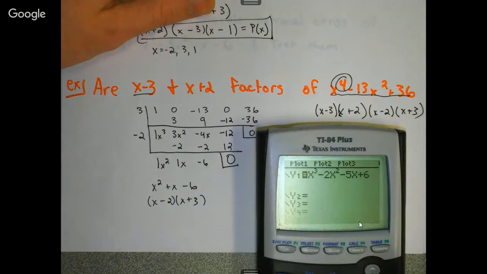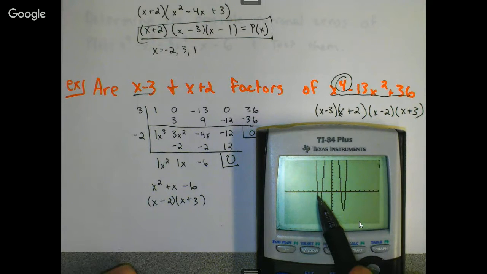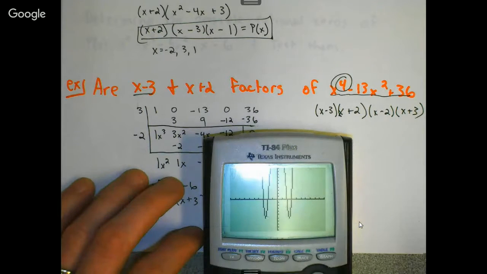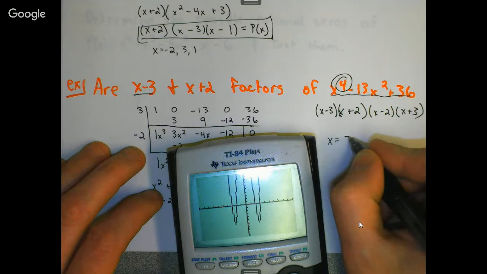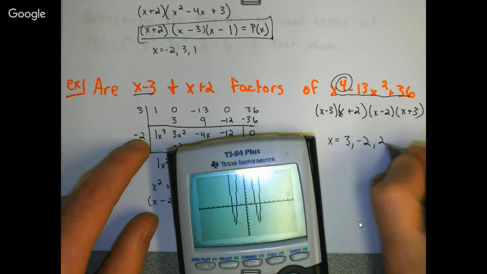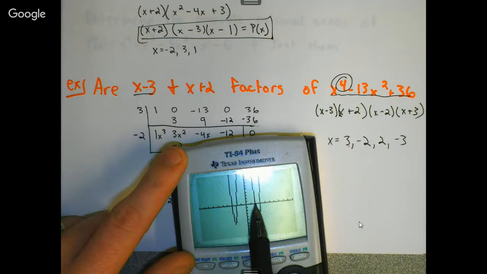Again, can we check this? So I have x, let's clear that out, x to the 4th minus 13x squared plus 36. Graph. Okay, notice it crosses my x-axis 4 times. Okay, so if I were to set each one of these equal to 0, I would have got 3, which matches with this over here, minus 2, which matches with this over here, 2, which matches with this one, and minus 3. Well, looky here. Minus 3, minus 2, 2, and 3.